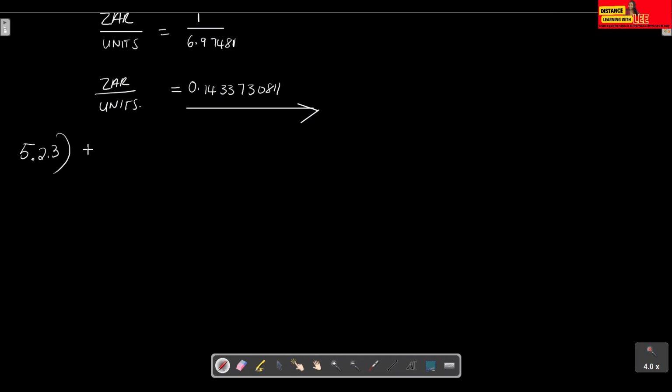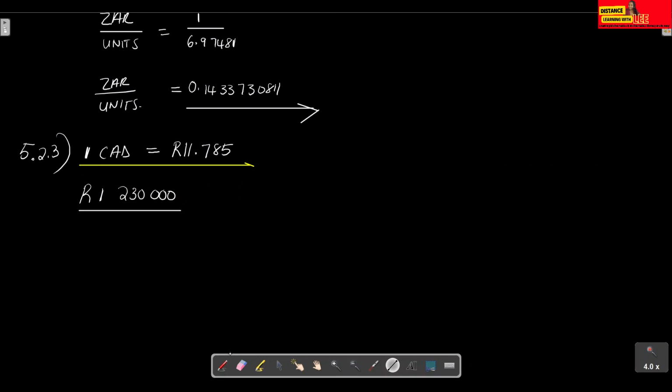Okay, so question 5.2.3, we already know that for 1 Canadian dollar, you need 11 rand and 785 cents. And then we are told that we need to convert this 1,230,000 into Canadian dollars. So we're going to use this equation to help us convert. So what do we need to do? Very simple. This 1,230,000 is the same as saying 1,230,000 divided by 1.